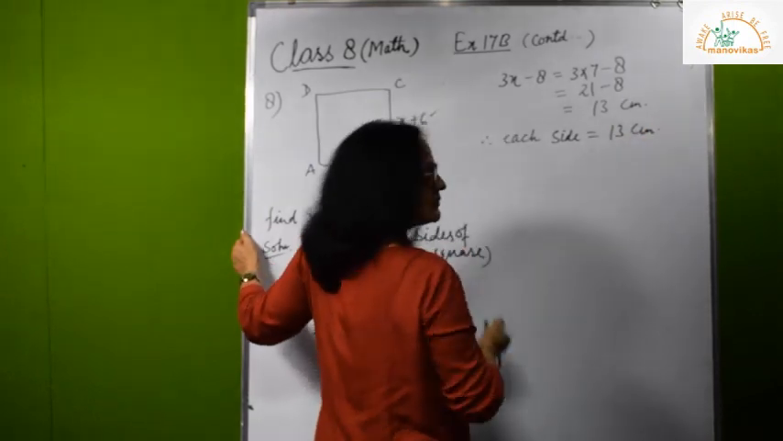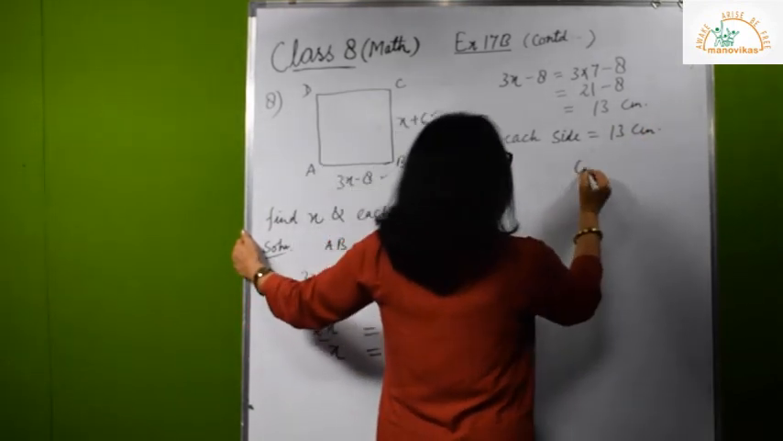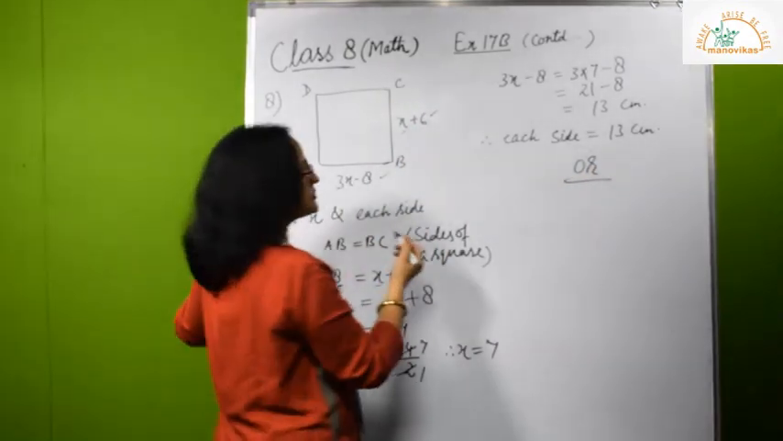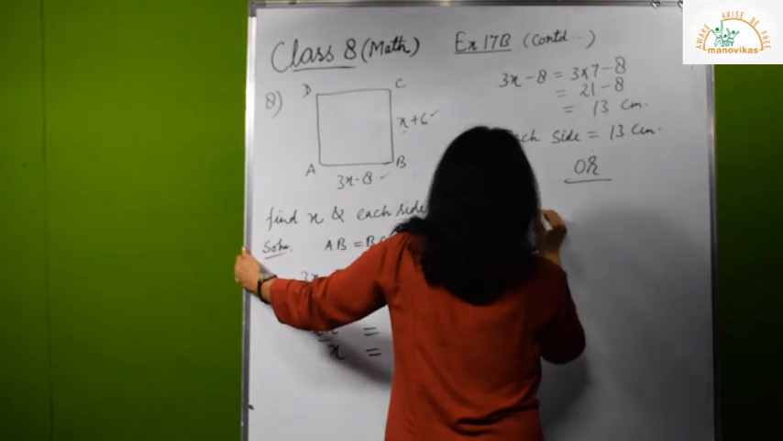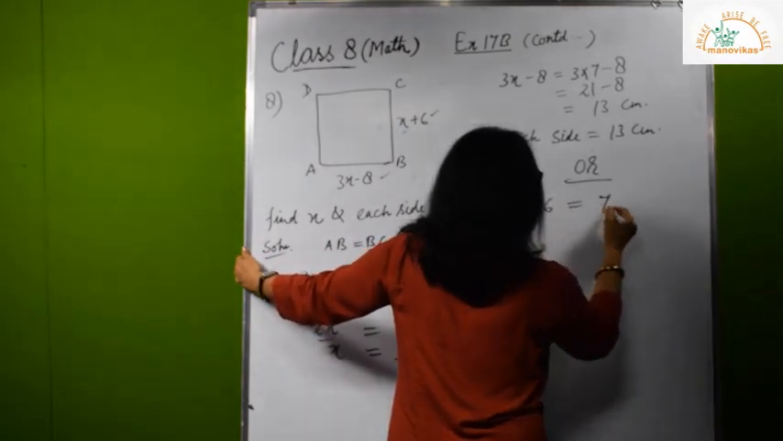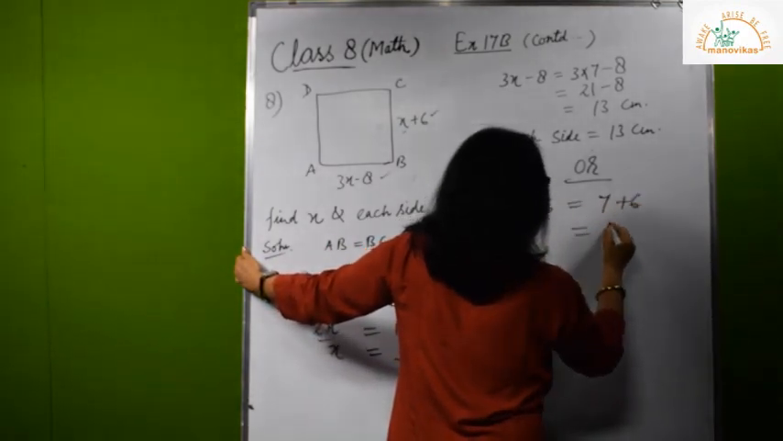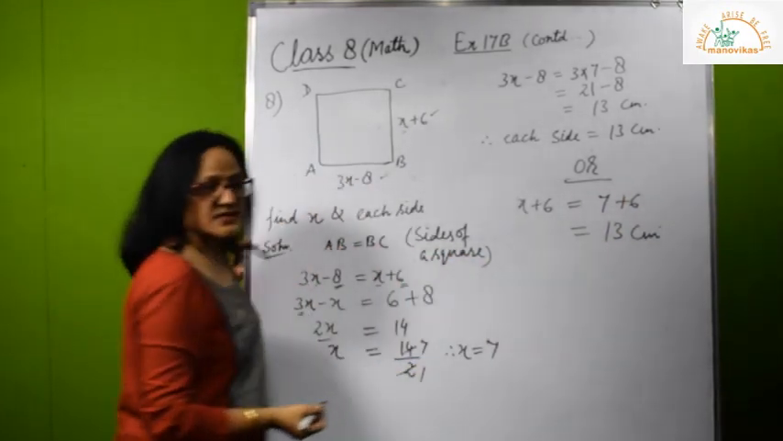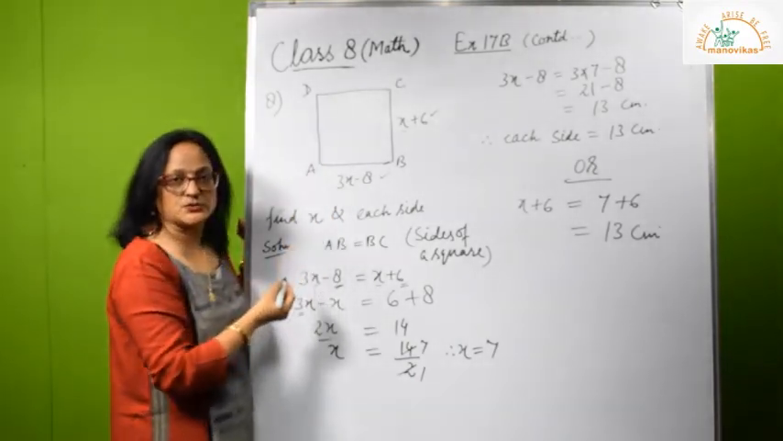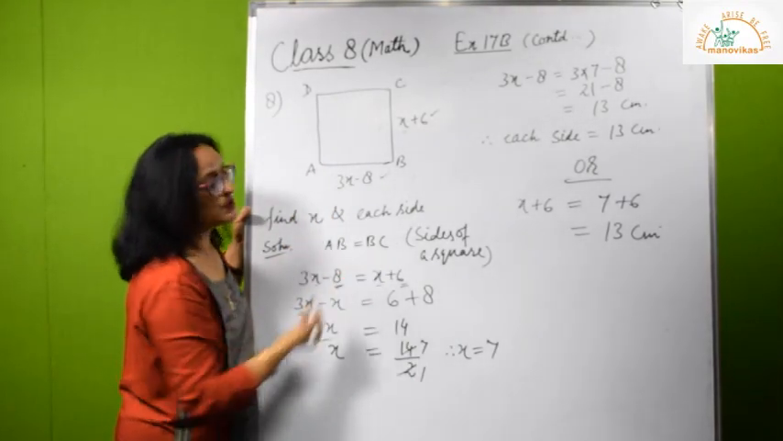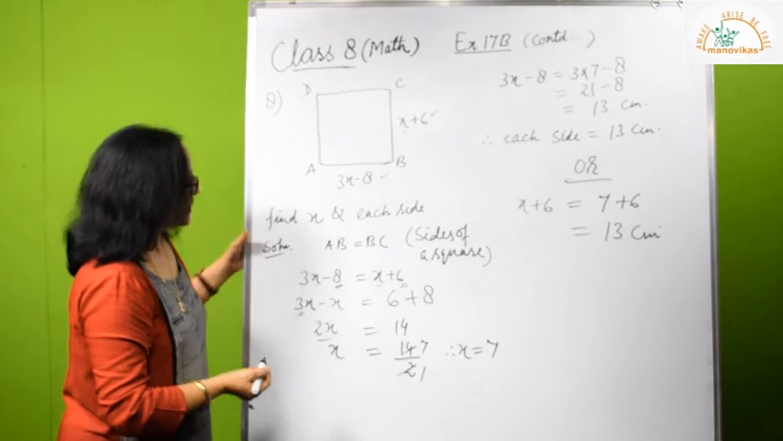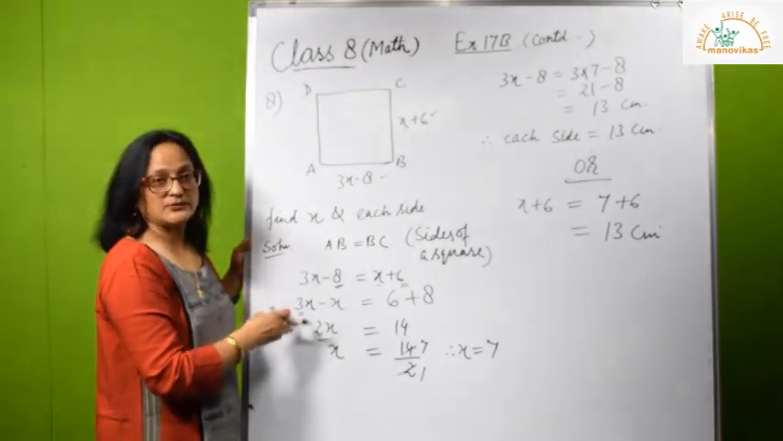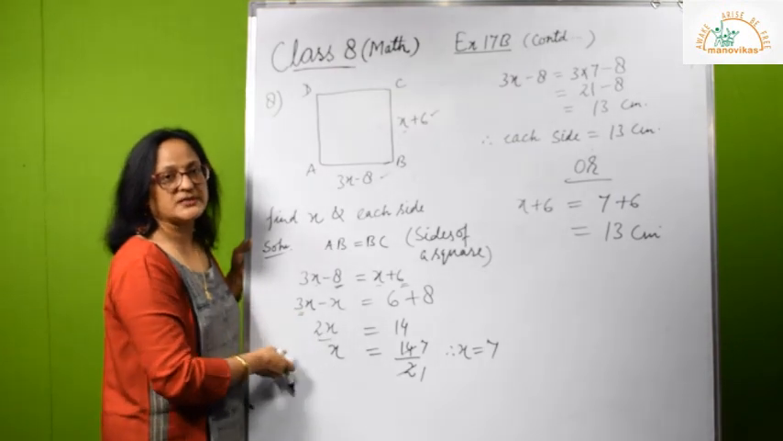You can do with the help of this. Or you can substitute the value here also, then also you will get the same answer. So x plus 6 is equal to 7 plus 6, that is equal to 13 centimeter. So here also you will get the same answer. So all the sides of this square are equal to 13 centimeter. I hope you have understood this question, and in next video I will solve more questions from this exercise.